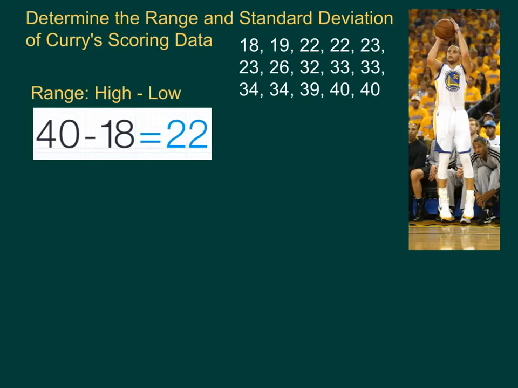Now the 22 there is not really connected to the measures of center. It just tells us how big of a spread that is. Standard deviation, a little bit more involved. So let's revisit those 5 steps and see what we can do.